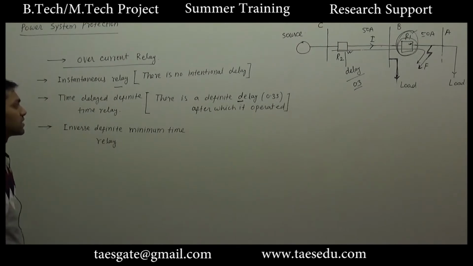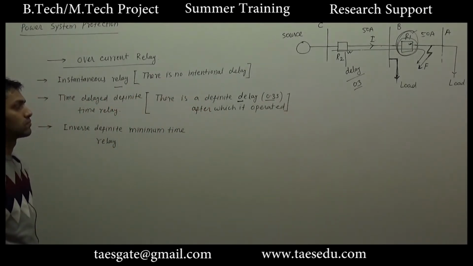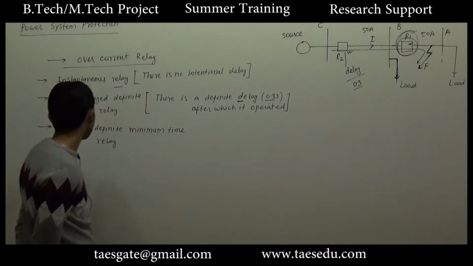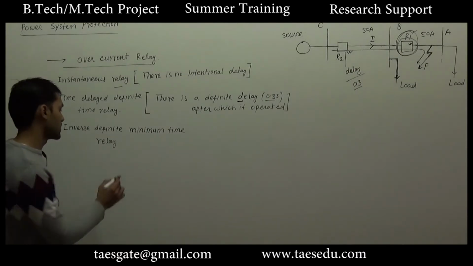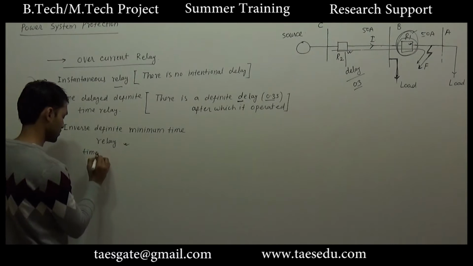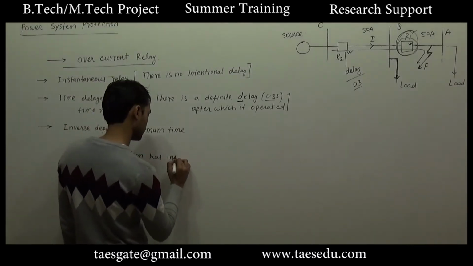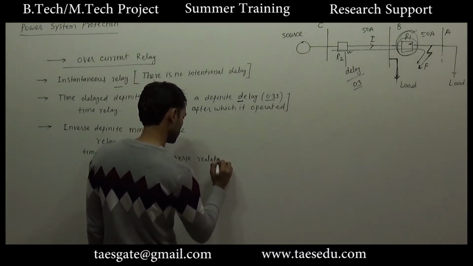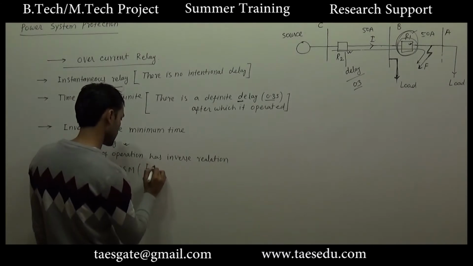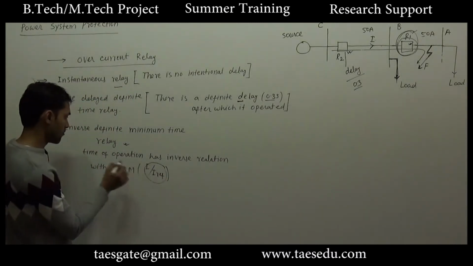So in case of time delayed definite time relay, the delay is fixed, that is 0.3 second. R2 will wait for relay 1 to operate first. If relay 1 fails to operate, R2 will operate. The third is inverse definite minimum time relay. This relay I was talking about. In this type of relay, the time of operation has an inverse relation with the plug setting multiplier, that is the ratio between the fault current divided by the reference current or the pickup current. If this ratio is high, the time of operation will be less.